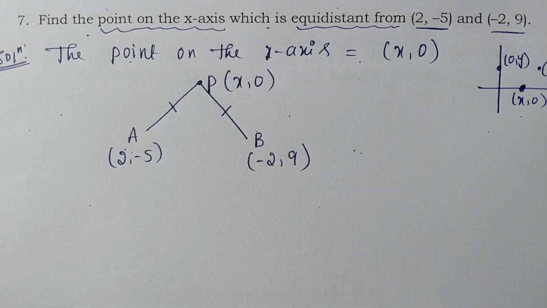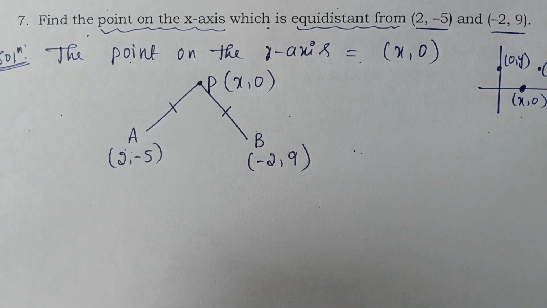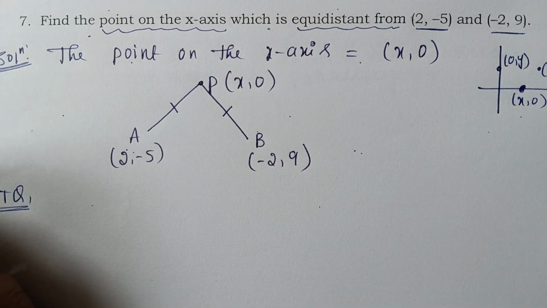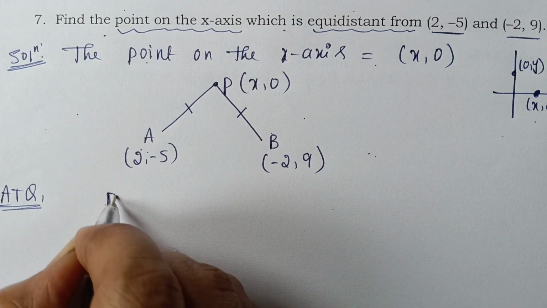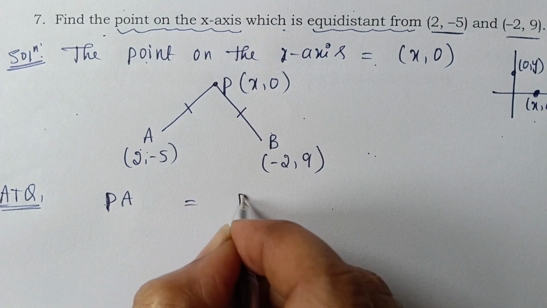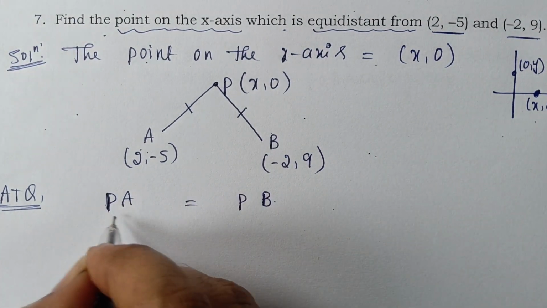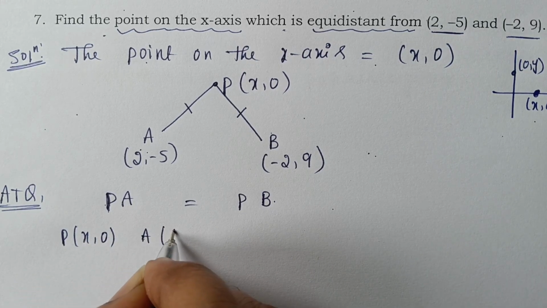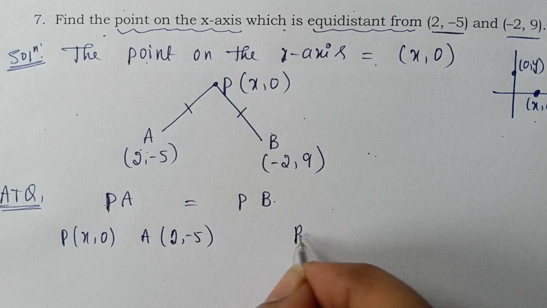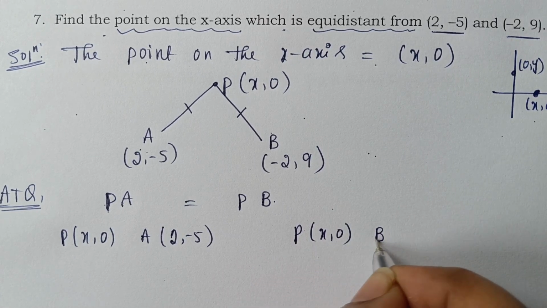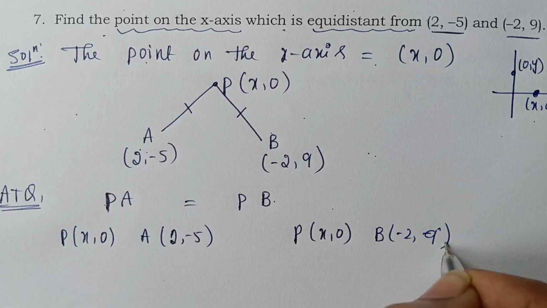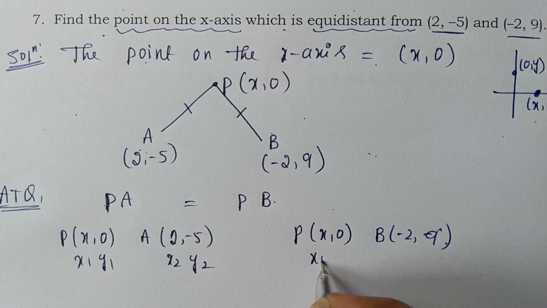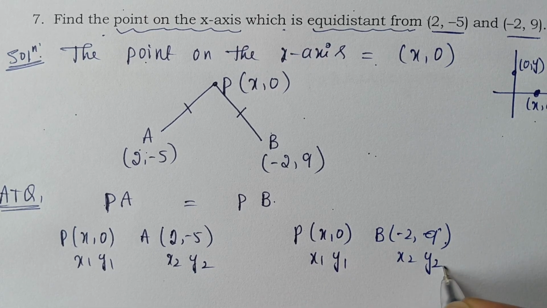So let's find out the value of x by the condition according to the question. According to the question, we have the condition PA equal to PB. P is (x, 0), A is (2, -5), and P is (x, 0) and B is (-2, 9). This is x1, y1, this is x2, y2. This is also x1, y1, x2, y2.